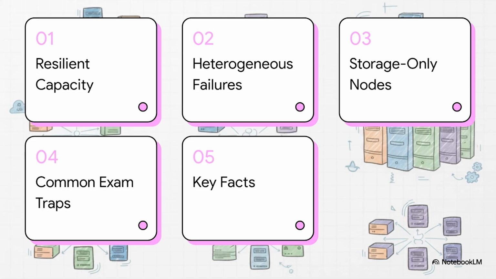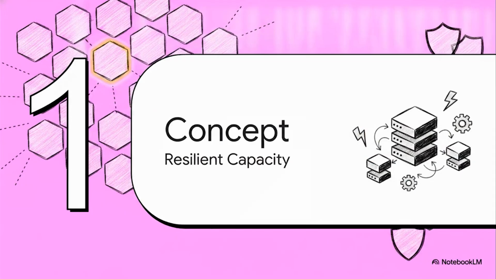So to get you fully prepped for the exam, here's our roadmap for today. We'll start with the core concept of resilient capacity, then look at the application of heterogeneous node failures, followed by the application of storage-only node resiliency. After that, we'll navigate a few common exam traps and wrap it all up with the key facts you need to memorize. All right, let's kick things off with Section 1, the core concept, resilient capacity.